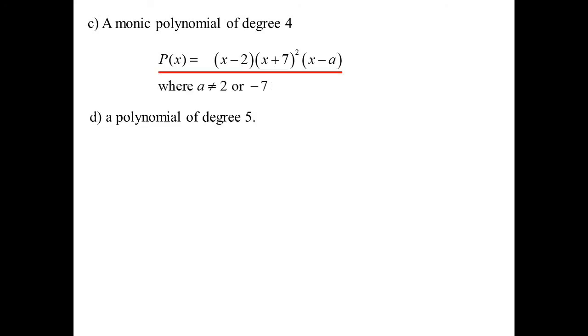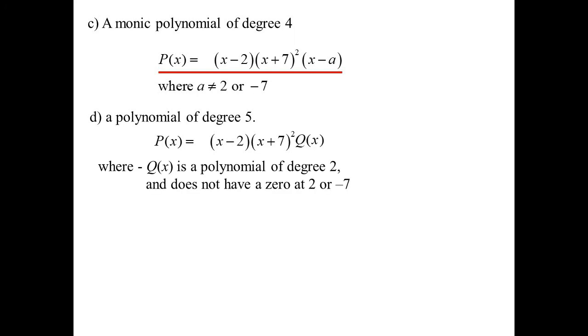So if I want to make it degree 4, I'll multiply it by another linear factor. But a can't be 2 or negative 7, because then that would change the single root into a double root, or the double root into a triple root, and so on. A polynomial of degree 5. X minus 2 times x plus 7. That's of degree 3. I want to make it of degree 5. I'm just going to say times q(x), which is a polynomial of degree 2. But it does not have a 0 at 2 or negative 7.